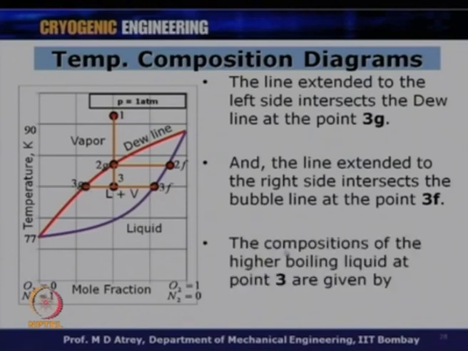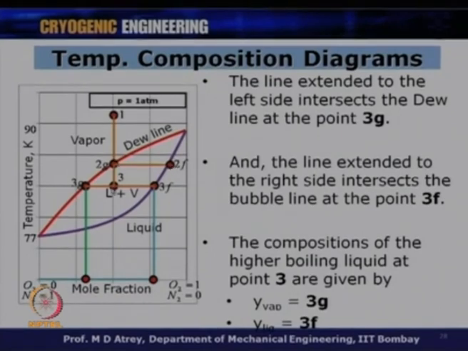All right. The compositions of the high boiling component at point 3G are given as Y vapor is equal to 3G. So, oxygen, which is the high boiling component, has a smaller mole fraction as compared to the previous point. At the previous point it was 0.5, but as the mixture is cooled further down, the high boiling component oxygen has become less. In the liquid, the oxygen percentage has also decreased as compared to what it was at point 2F, and this is a straight result of cooling this mixture from 2G to point 3.